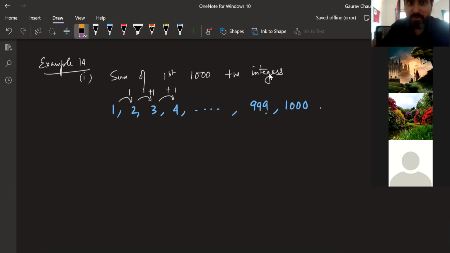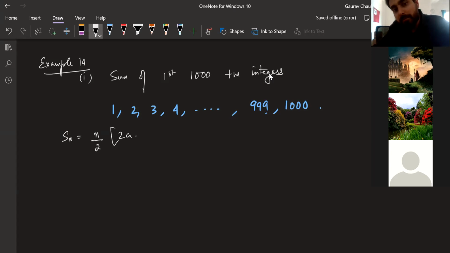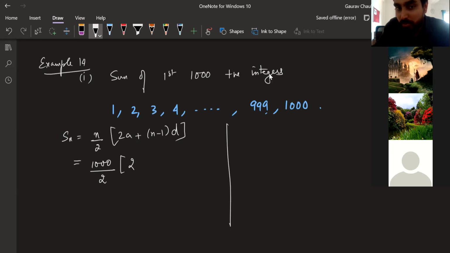Now to solve this question, there are two ways. You can use any formula for the sum of n terms. I am going to first use the more common formula: Sn is equal to n by 2 into 2a plus (n minus 1) into d. This is the more common formula, but it is going to take more time here. It's not the best choice, but we can do it with this. How will we do it? n is 1000 terms, by 2. 2a means 2 into 1, plus (n minus 1). The total number of terms is 1000.